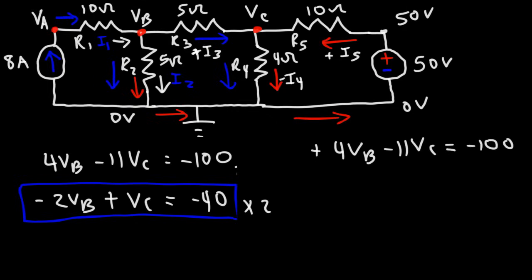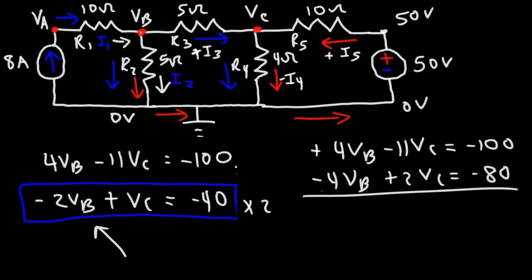Notice that I have positive 4 VB in the first equation. If I multiply this one by 2, I'm going to get negative 4 VB. So when I add these two equations, VB will cancel. So let's go ahead and do that. Negative 11 plus 2, that's going to be negative 9. And negative 100 minus 80, that's negative 180.